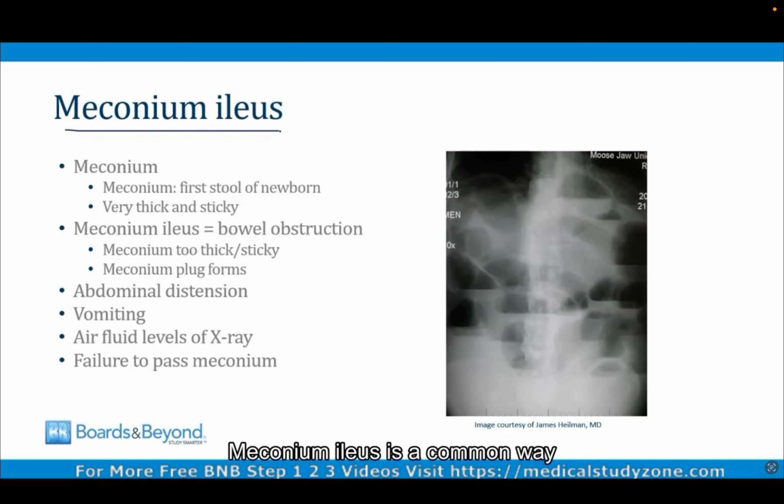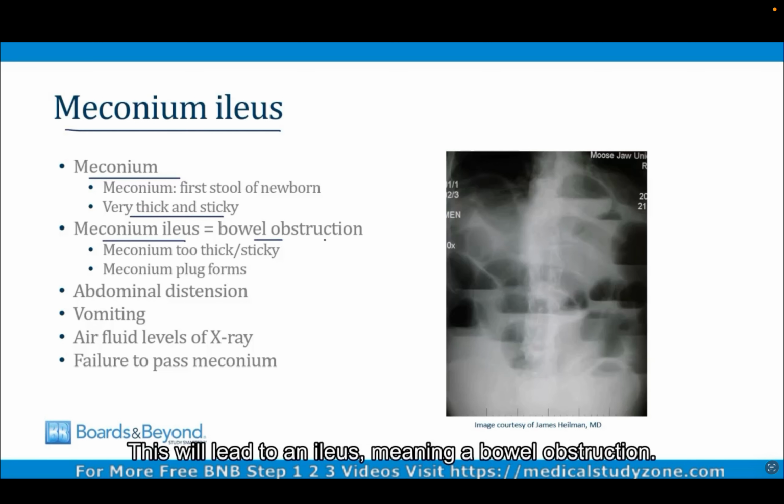Meconium ileus is a common way that cystic fibrosis initially presents in a newborn baby. Meconium is the first stool of a newborn, and it's normally very thick and sticky, even in children without cystic fibrosis. So when children are born with cystic fibrosis, the meconium can be so thick and sticky that the child is unable to pass the first stool. This will lead to an ileus, meaning a bowel obstruction.